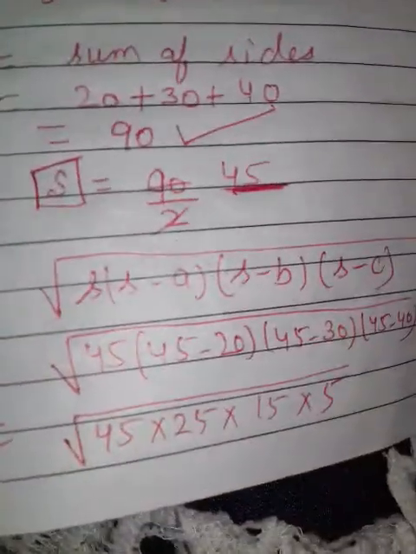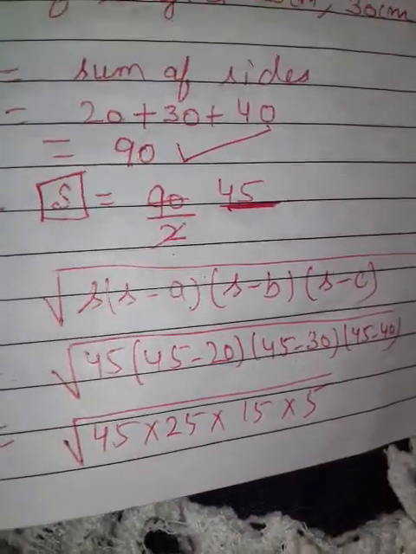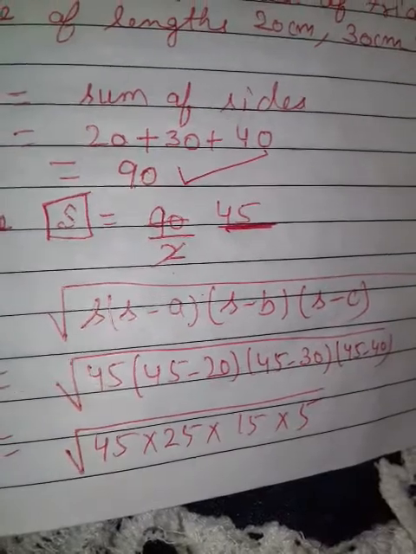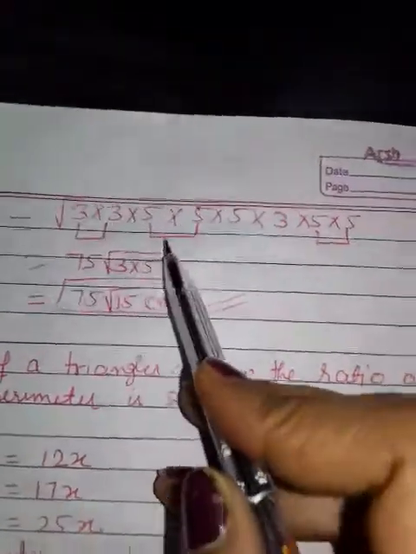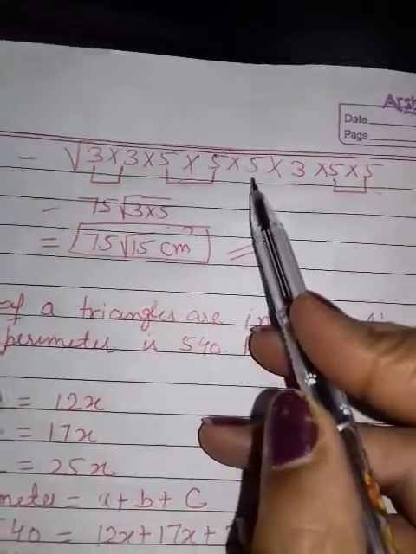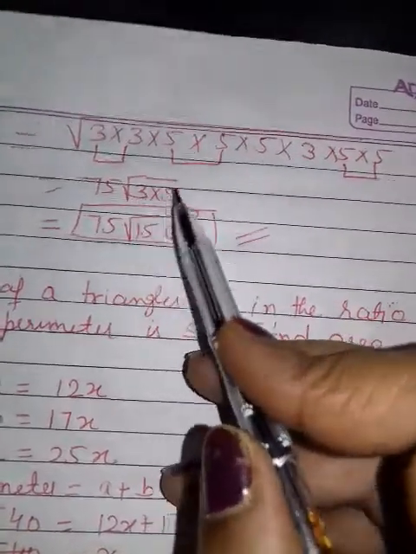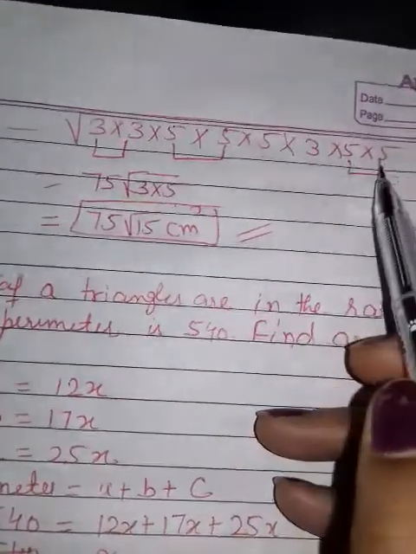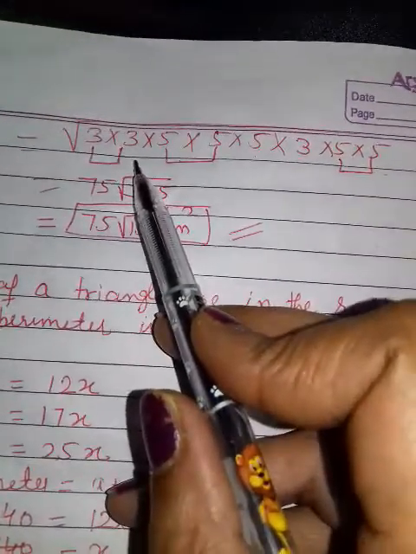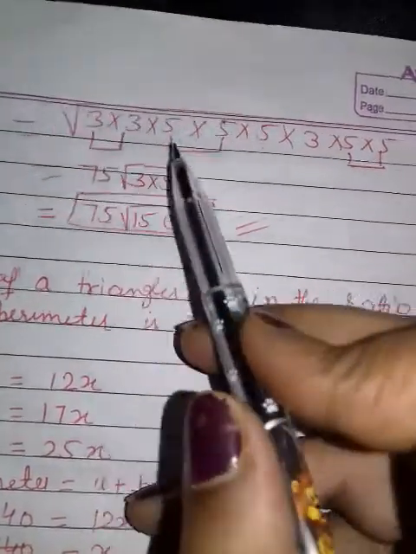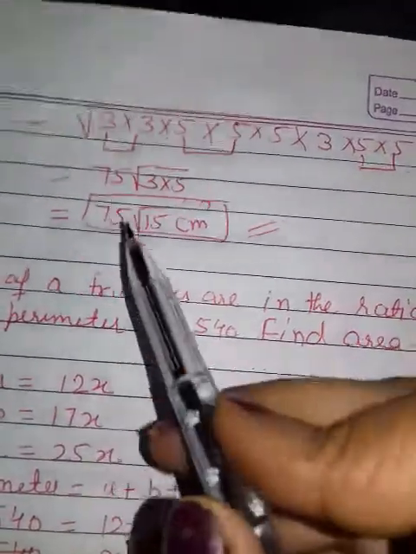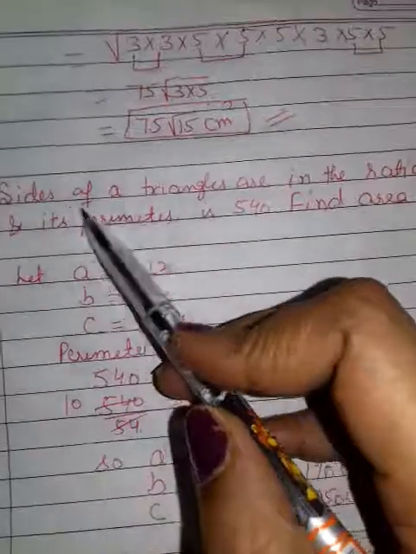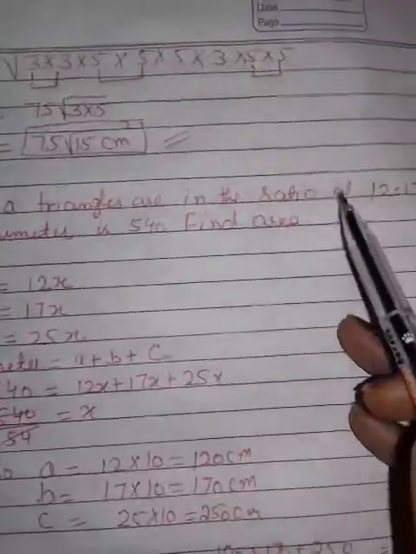S minus A, S minus B, S minus C. 45, then I split all the sides, you got this. After that I am making the prime factors. By splitting it, you will see that 3 and 5 are not making a pair with anyone, so they will remain inside. The pairs came out of the square root, and you multiply 3 into 5 into 5, 75 root 15 centimeter square.